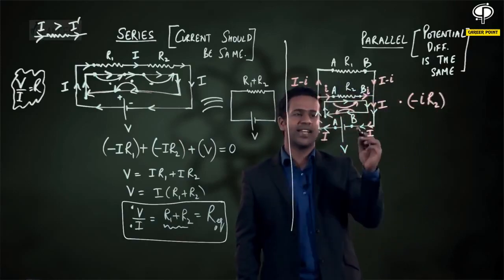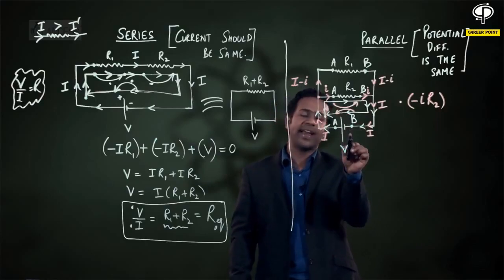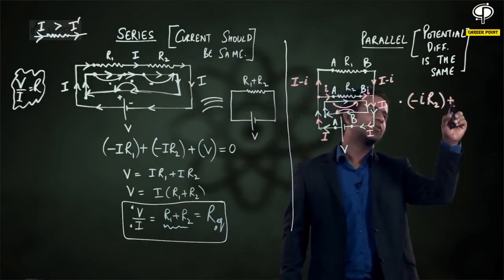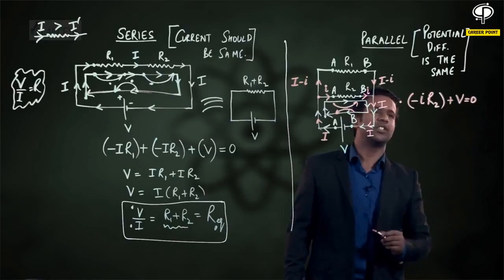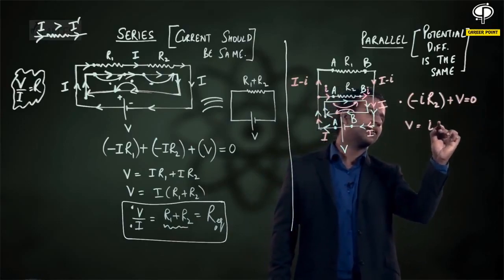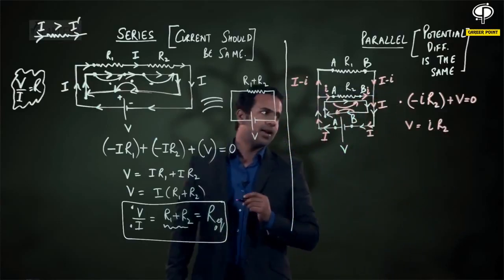Right. Then the second term is the jump across the battery, which is from the negative terminal to the positive terminal. So the second term is positive and equal to V, and this should be equal to 0. So we get that V is equal to small i into R2.